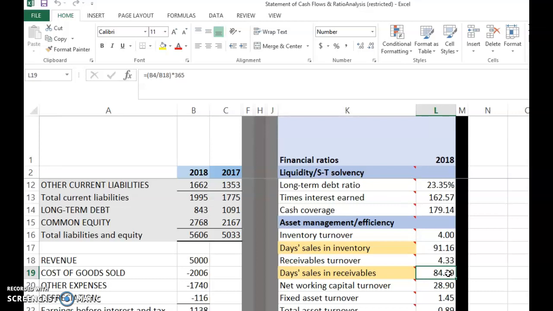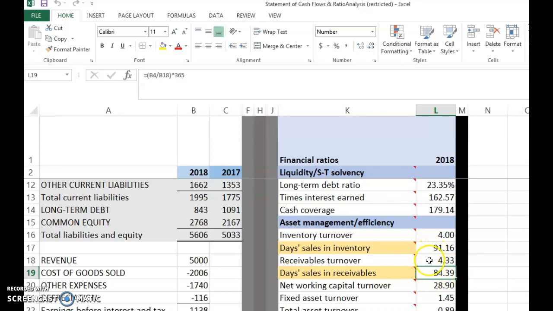Basically the longer it takes, it means that the company is less efficient in collecting from their customers. That means they hold too much receivables to generate sales. So the lower this value, the more efficient the company is in collecting from their customers and also in holding less receivables to generate more sales. So that's the idea behind this.